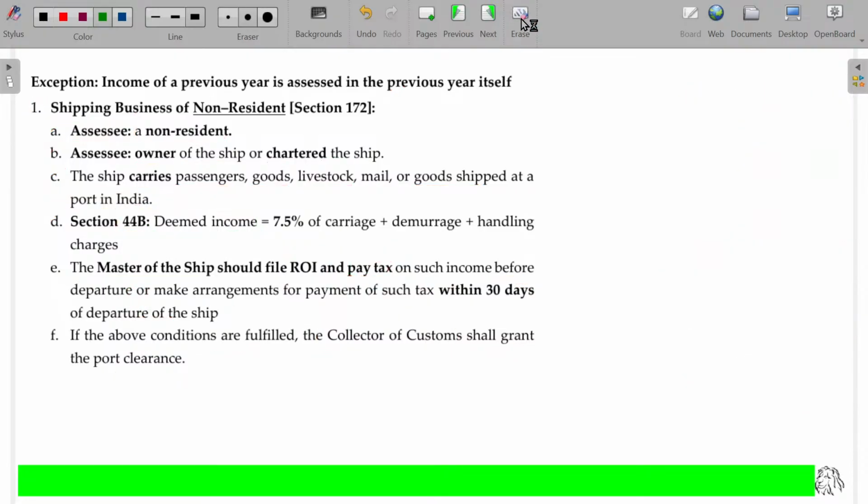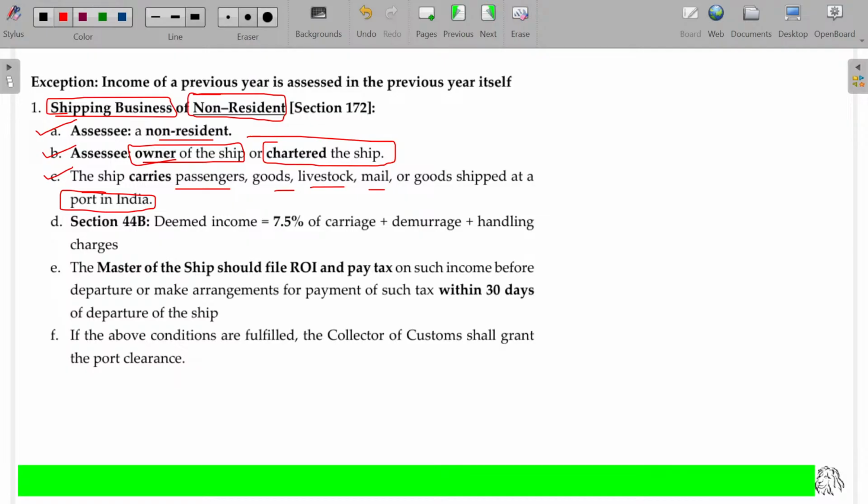Clear? Let me brief once again. Shipping business of non-resident, you have to highlight this one. This will be applicable only for the non-resident, and he should be involved in which business? Shipping business. How can I determine he is involved in shipping business? He may be the owner or he may have chartered the ship. And the shipping business may carry passengers, goods, livestock, mail, or whatever it may be, shipped at a port in India. And how can I determine his total income?